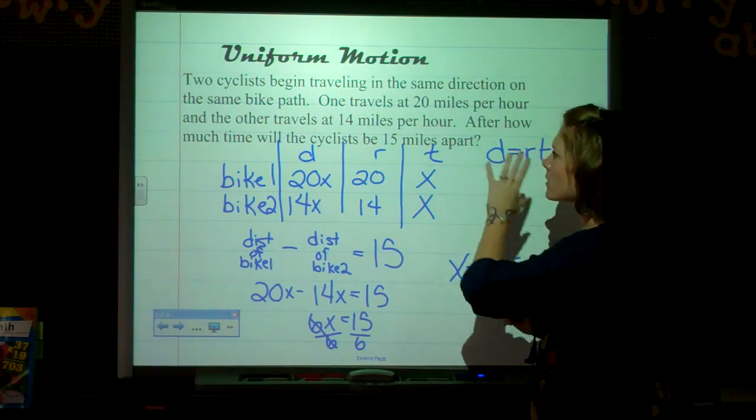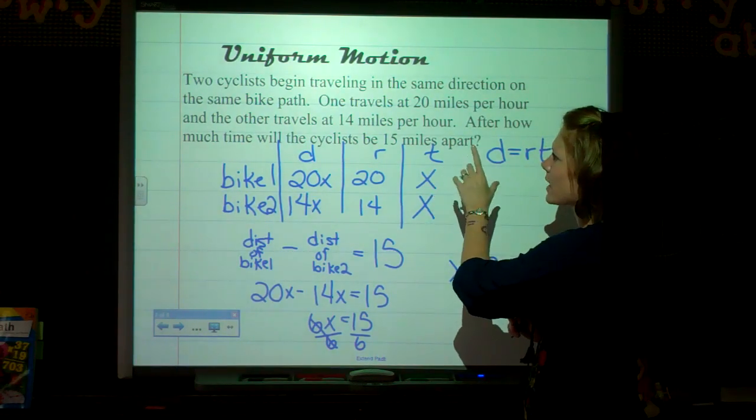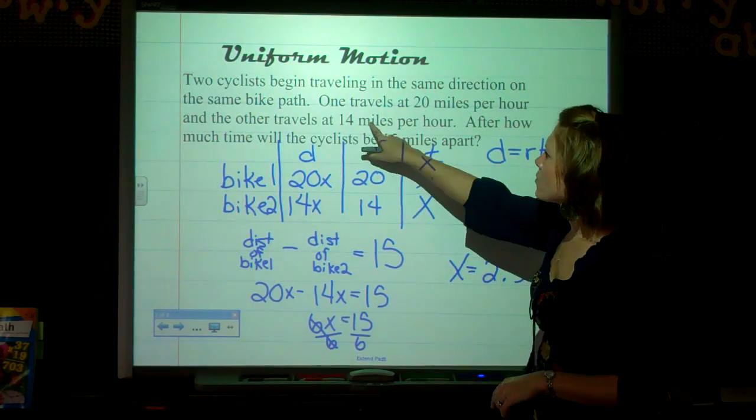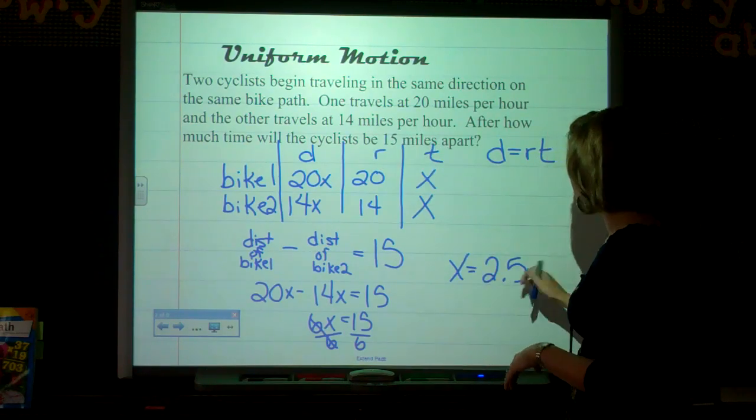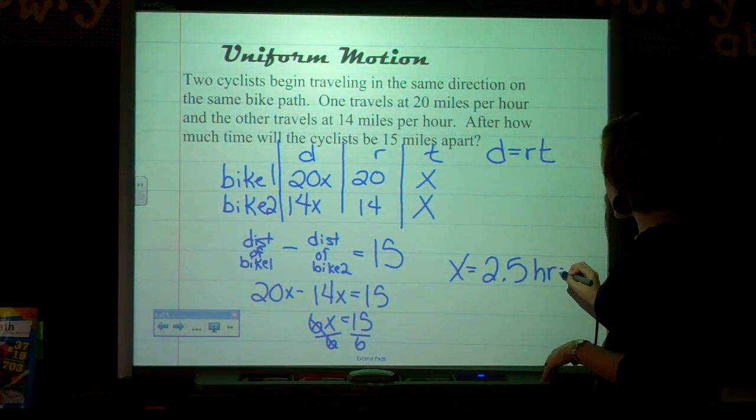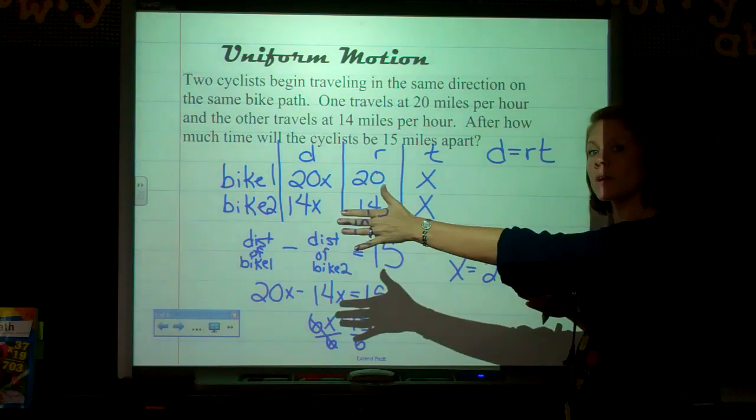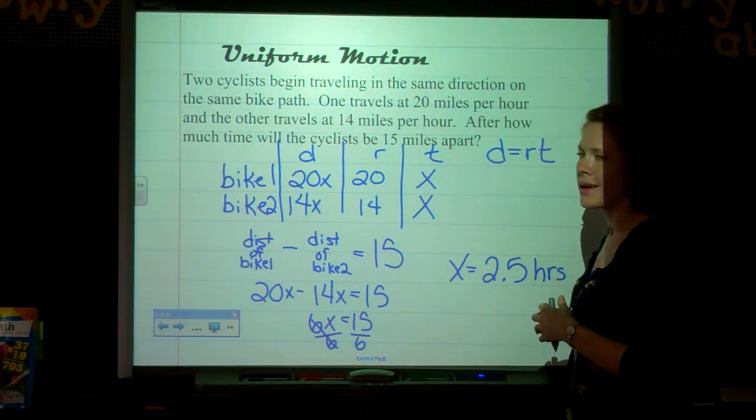Now if I look back at the question, remember they're asking how much time. And since the rate is given in miles per hour, this is actually going to be 2.5 hours. After 2.5 hours, the one guy will have pulled 15 miles ahead of the other.